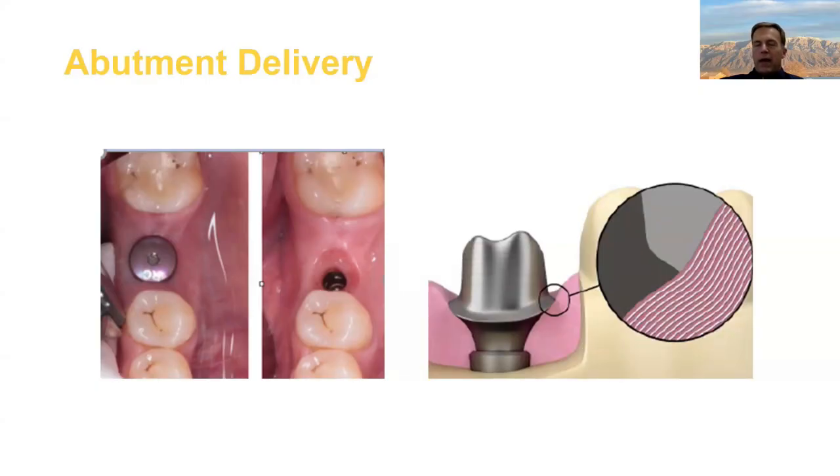Sometimes your labs will provide you with a screw that's never been used before. You'll want to make sure you use that to the appropriate torque to deliver when you're ready to deliver the final restoration.